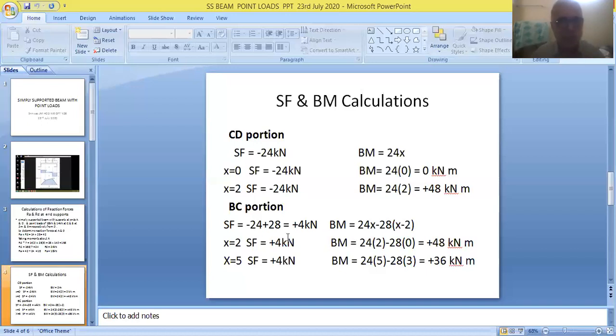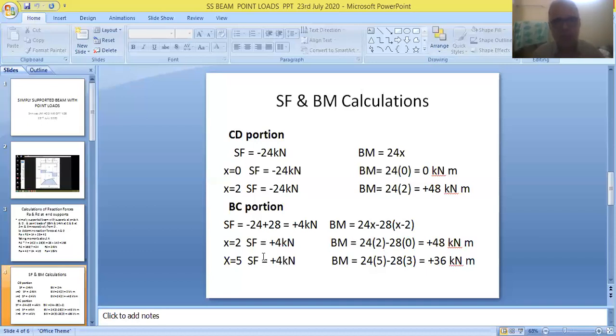So it will result in anti-clockwise movement, so it is written as 24 into X. And this is a downward force, so therefore it is a clockwise movement, so we are giving a negative symbol, and it is acting at a distance of X minus 2 meters. So this is acting at a distance of X meters, so it is written as 24X, and this is acting at a distance of X minus 2 meters from the section, so it is written as 28 into X minus 2.